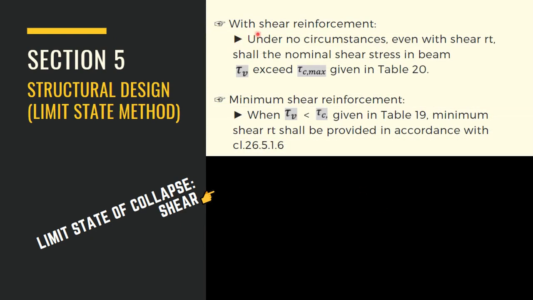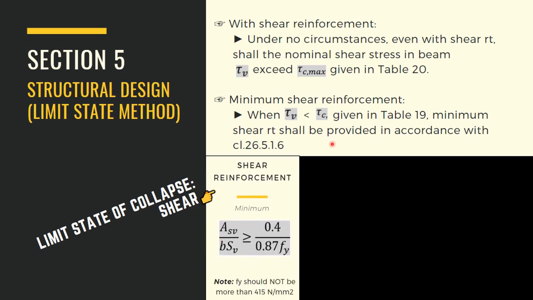Now, with shear reinforcement, under no circumstances shall the nominal shear stress in beam tau_v exceed tau_c max given in Table 20. Minimum shear reinforcement has to be provided as per clause 26.5.1.6 that we have already seen in the reinforcement slide. That is, A_sv divided by b s_v shall be greater than or equal to 0.4 by 0.87 f_y.